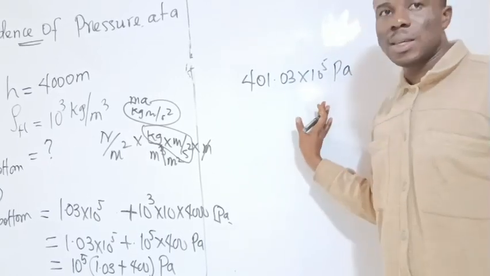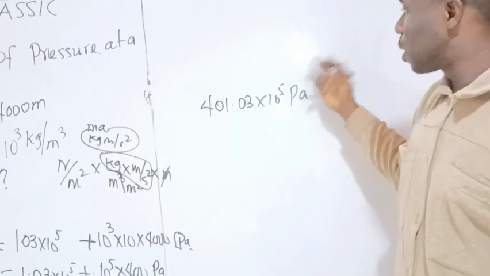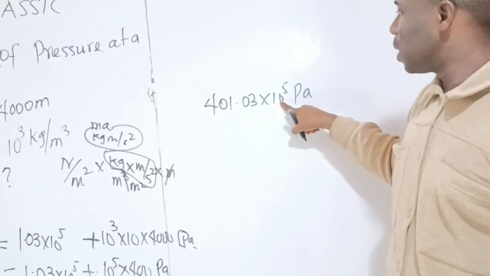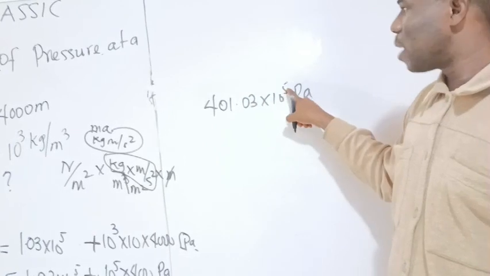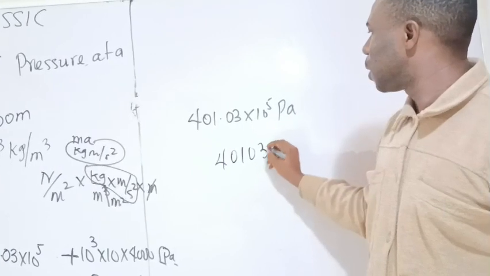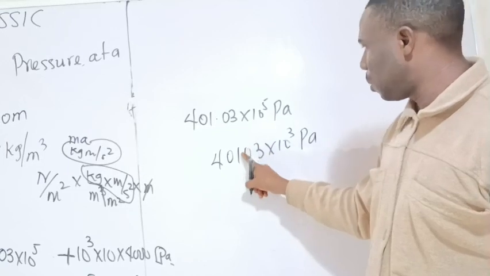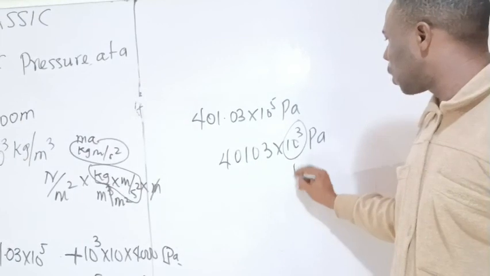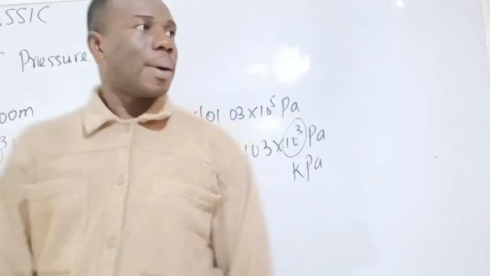And of course, I could make the job easier and convert this to kilo Pascal. A kilo implies I'll make this power 3. So if I move 2 decimal places to the right, this power drops by 2. So I have 40103 times 10 raised to the power 3 Pascal. What this simply implies is that this 10 raised to the power 3 is what we call kilo Pascal. So the answer is really this term in kilo Pascal.